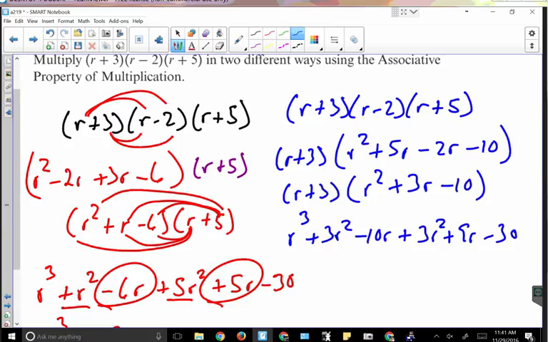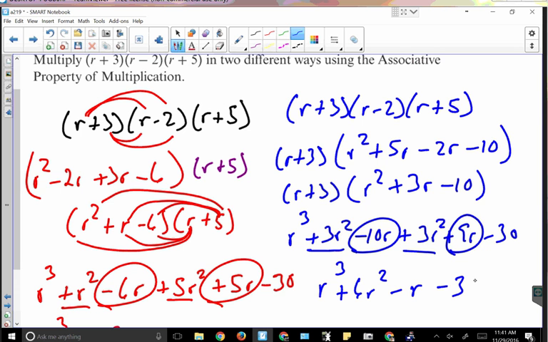Now, if you have to draw the lines in so that you know which ones you're connecting and which ones you're multiplying, do so. If you don't, you use a shortcut I just used. So, r cubed. I need a squared here, plus 6r squared. I have minus 10r here, plus 9r here, so that's minus r, minus 30.